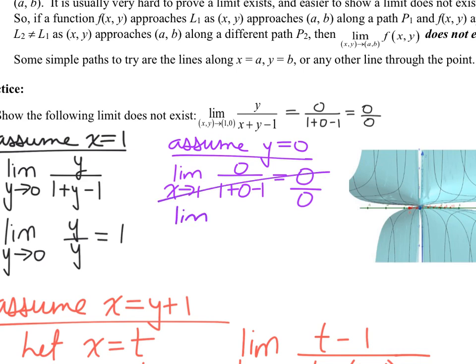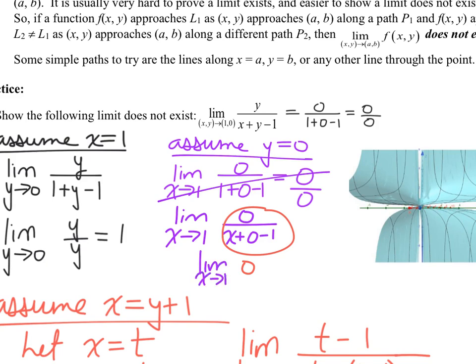You could say the limit as x approaches 1 of 0 over, leave the x alone, plus 0 minus 1. Is that right? Because the y is 0, right? Before you even get to the point where you would apply the limit, you would get a simplified form of 0. And so the limit of the constant would be equal to the constant.